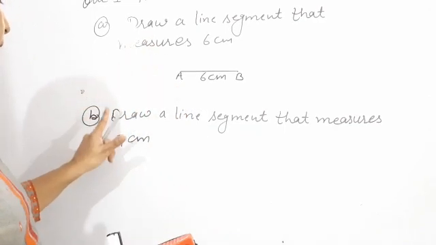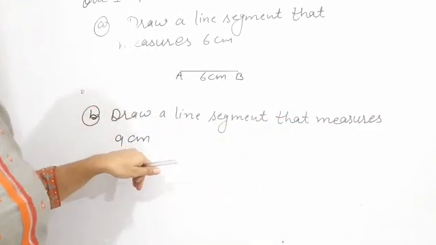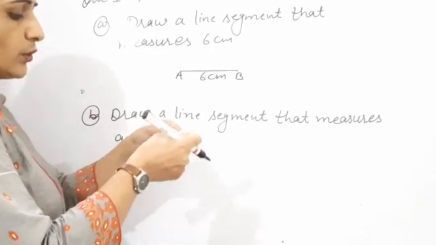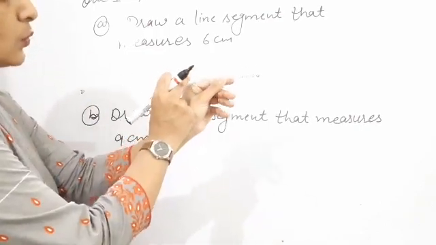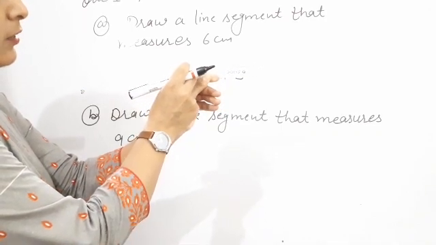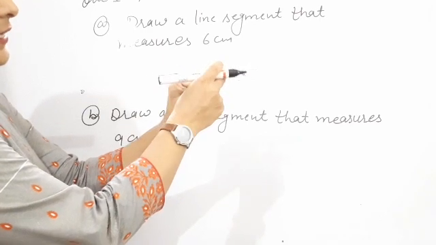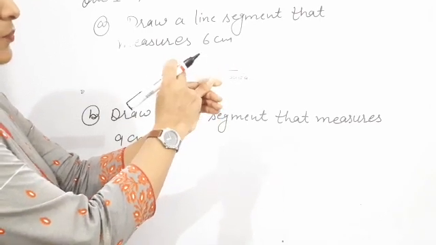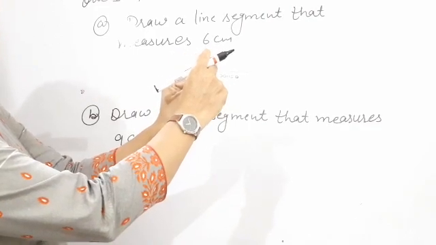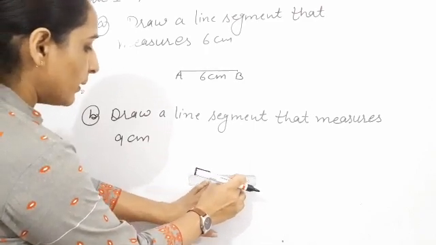The question number 1 part B is here. Draw a line segment that measures 9 centimeter. In this question too, we start from 0. On your scale, you start from 0 to 9: 0, 1, 2, 3, 4, 5, 6, 7, 8, 9. Here is 9. So from 0 to 9, we draw this straight line. Clear? If you move this up and down, it will be wrong.